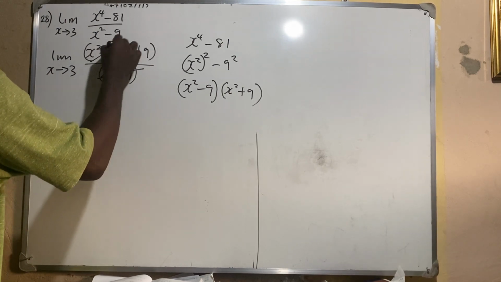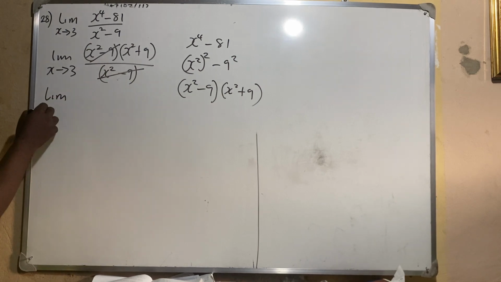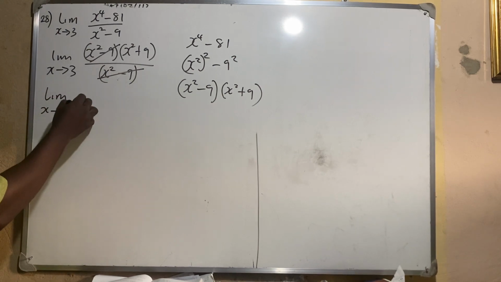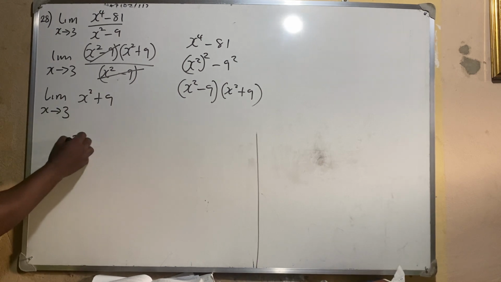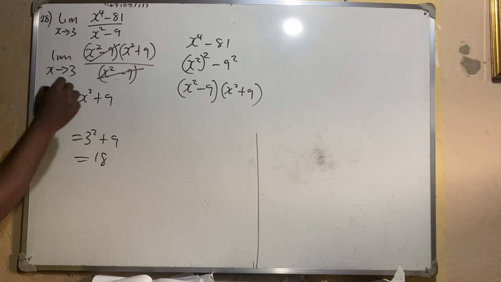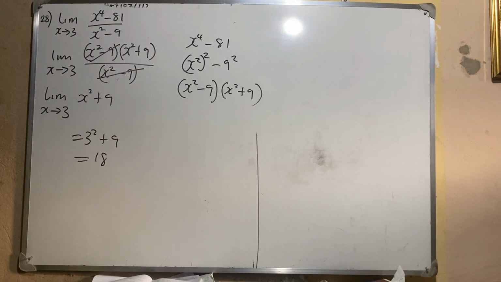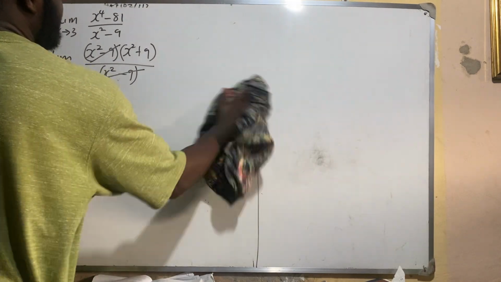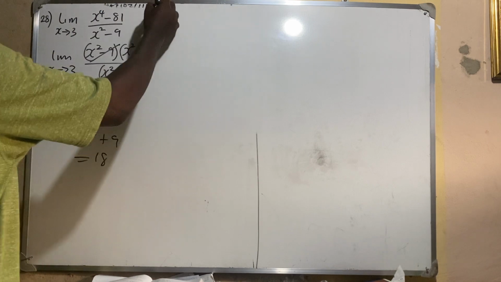So this is taking care of this. I'm left with the limit of x tending to 3 of x squared plus 9, which will give you what? 3 squared plus 9, which is 9 plus 9, that is 18. Okay, but if you don't want to solve it by factorization, you can solve it by L'Hopital's.